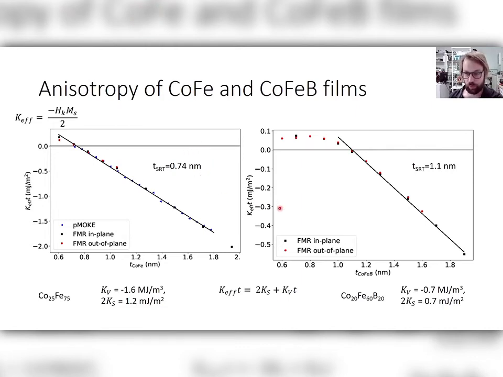In both cases we observe perpendicular magnetic anisotropy, with different spin reorientation transition thicknesses. For the crystalline one this thickness is lower, mainly due to the large saturation magnetization of this alloy. We also measured the anisotropy parameters by means of TMAG and ferromagnetic resonance, and we found that, for example, in the case of crystalline cobalt iron, we obtained a very big surface anisotropy.